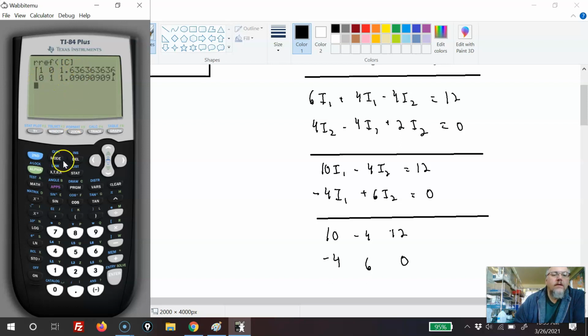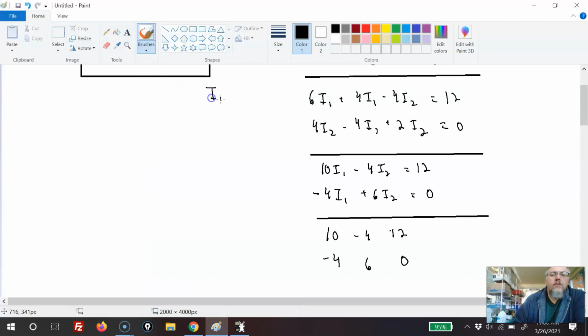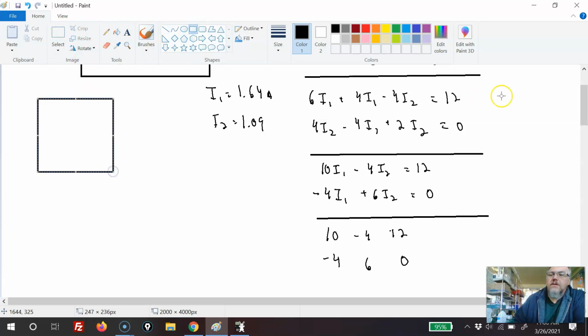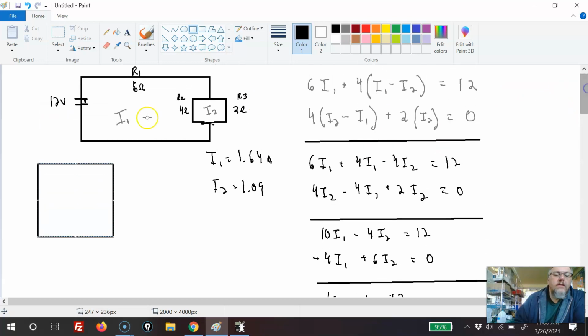I2 is 1.09, right? So I'm going to write these down. I1 equals 1.64 amps. I2 equals 1.09. So if I come back in here, and let's say I want to now do somewhat of an array of blocks, it looks like this. There's not that many guys here. It's only 3, right? So I can say R1, R2, R3.